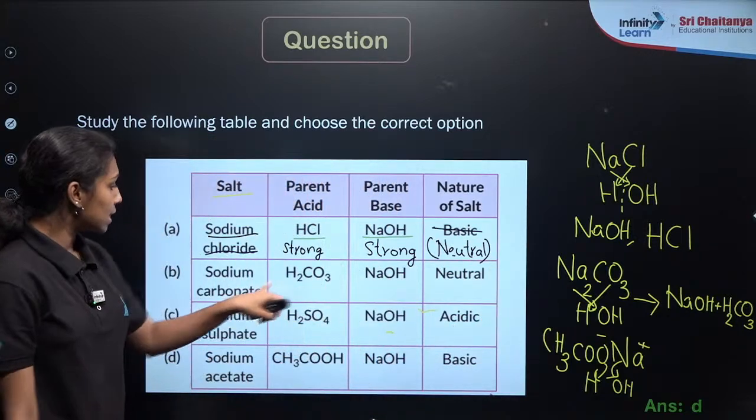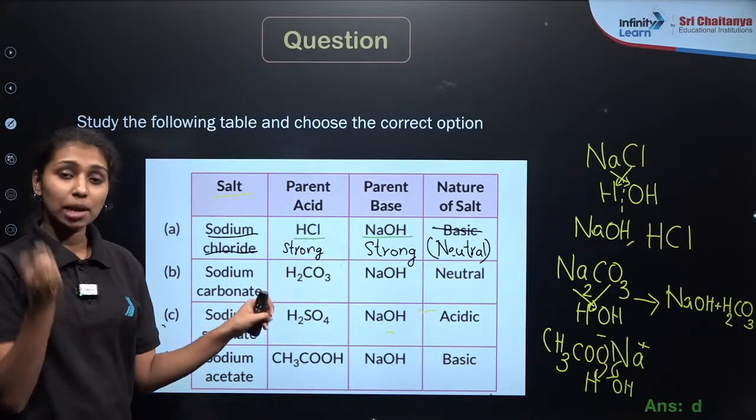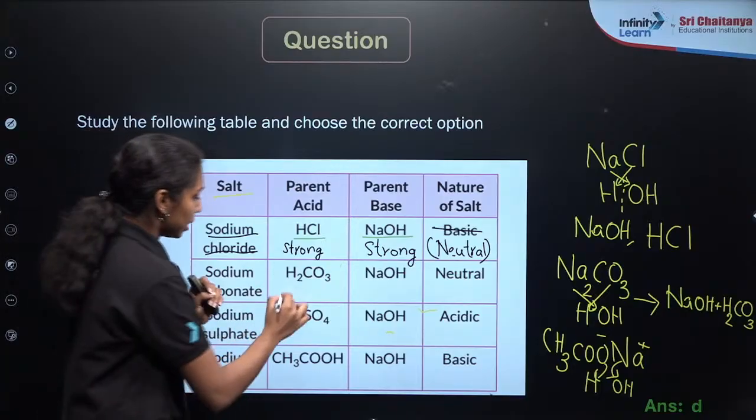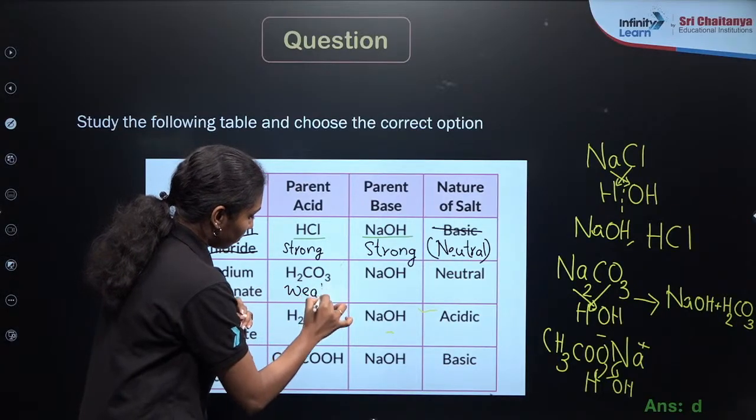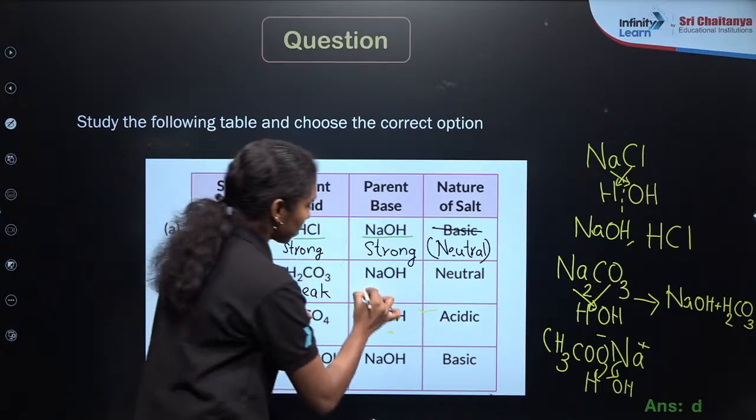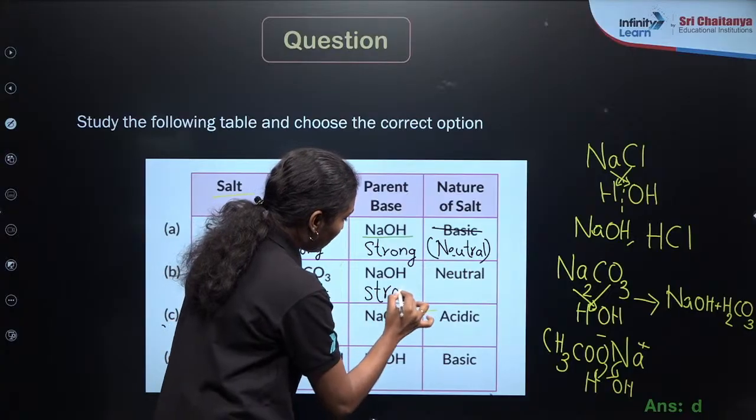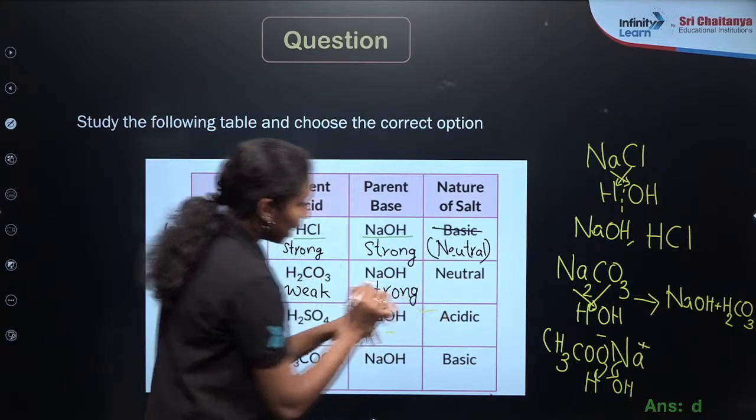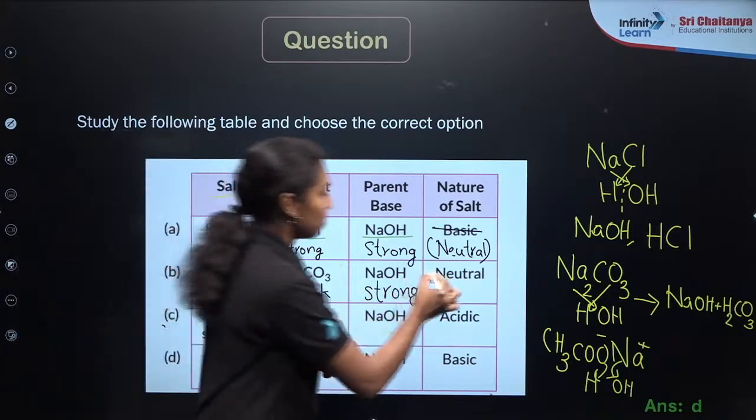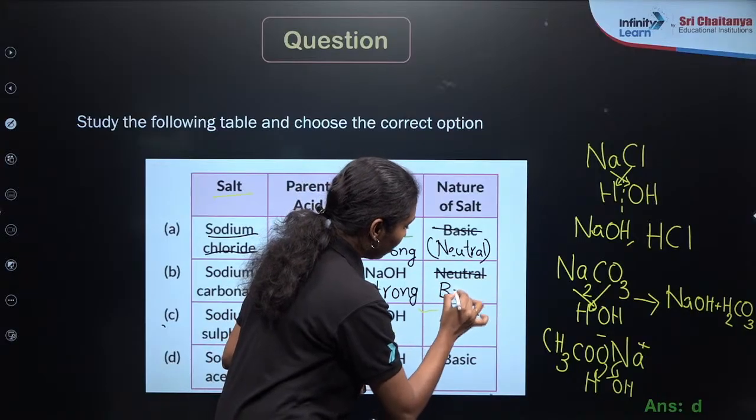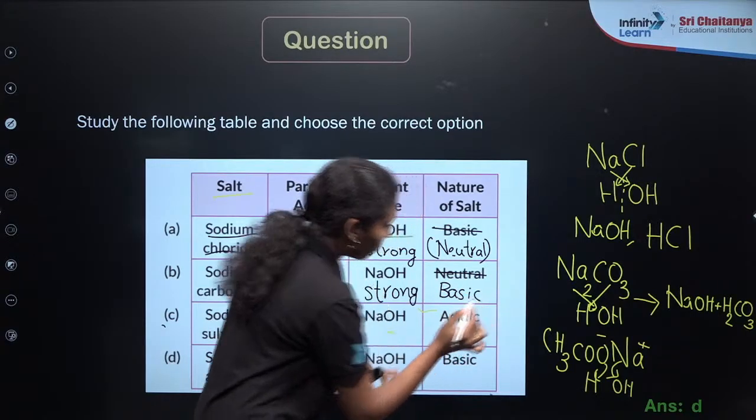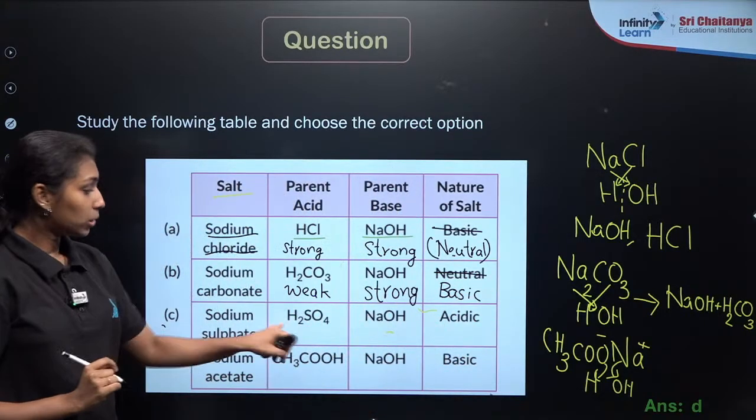Then, what about sodium carbonate? H₂CO₃ is a comparatively very weak acid. Here it is a strong base. So, depending upon the strong base, we will predict the nature here. It will be basic in nature. Clear? Then, what about the third case?